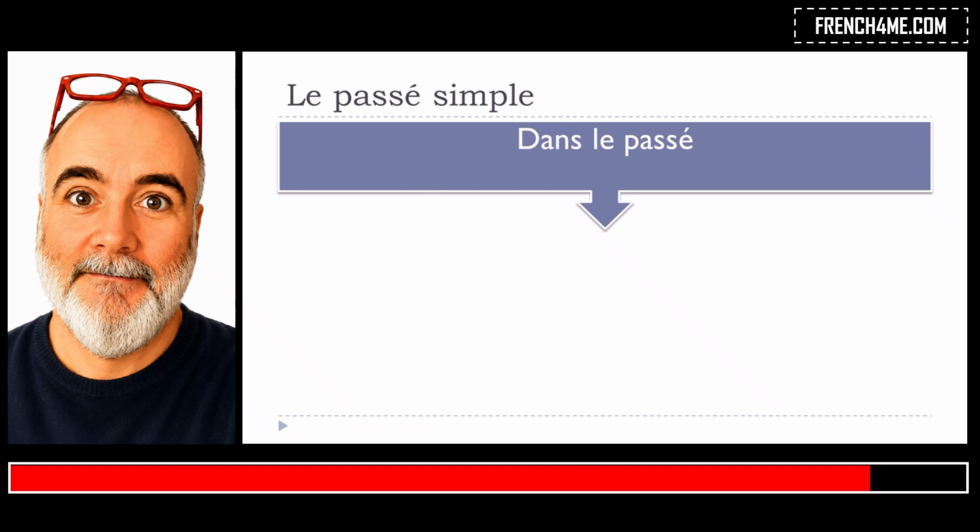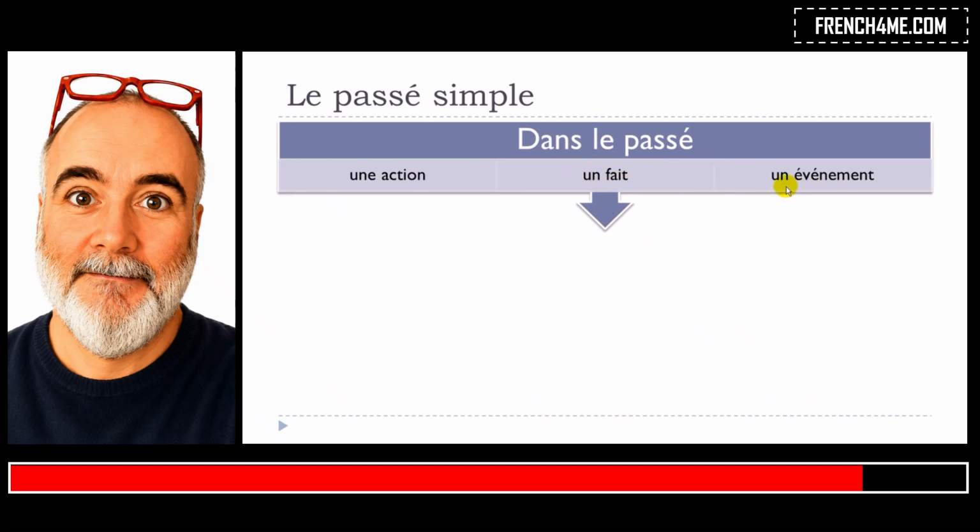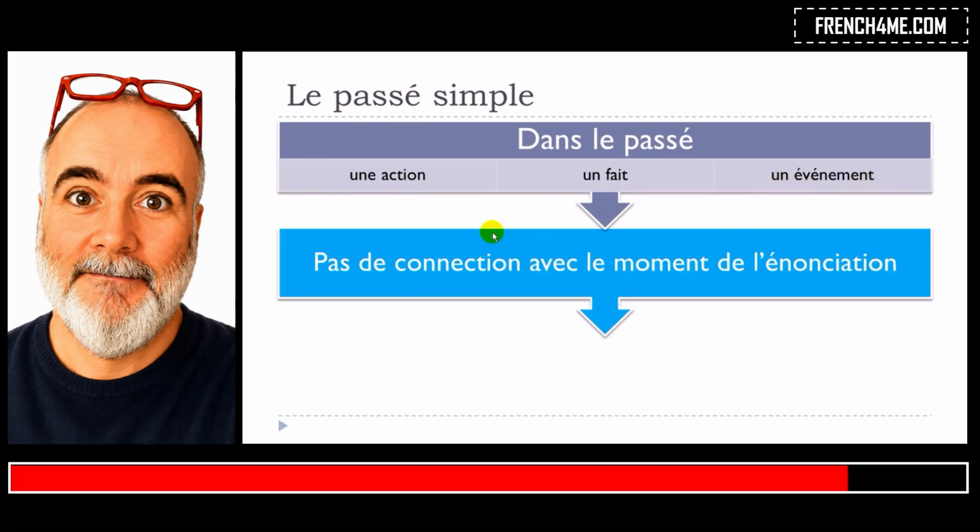So dans le passé, in the past of course, you will express with le passé simple une action, un fait, un événement. Okay, so it will be used in the past to express an action, un fait, a fact, and then un événement, an event. Keep in mind that you don't have any connection with the time when you tell this thing in the past. Okay, so pas de connexion avec le moment de l'énonciation.